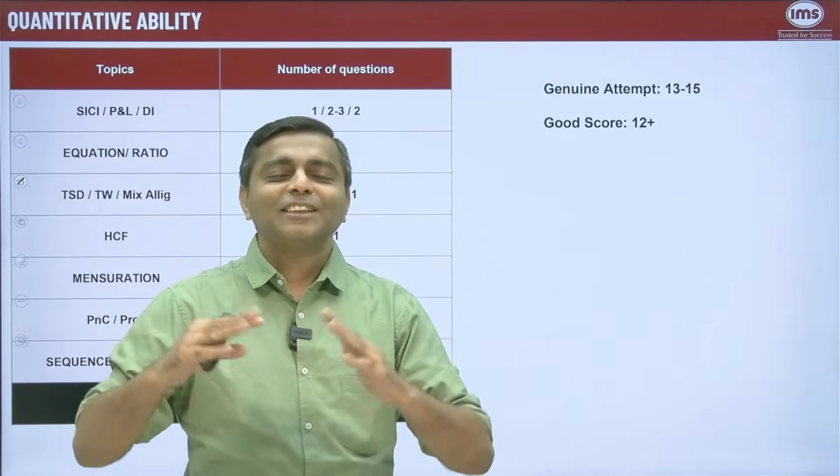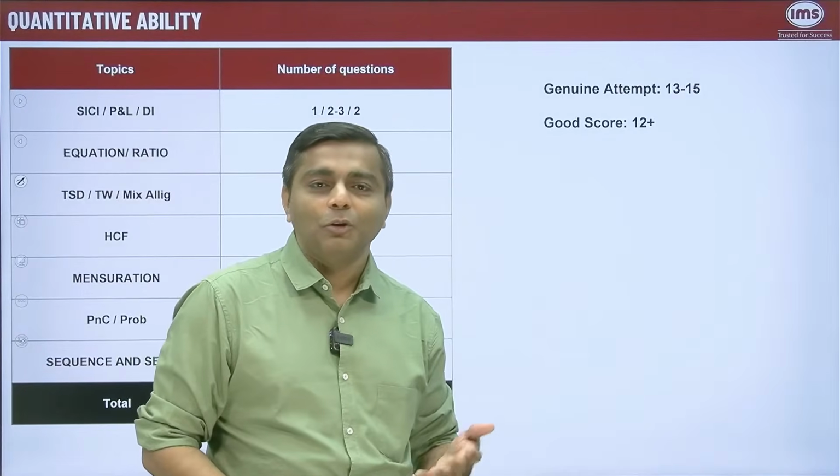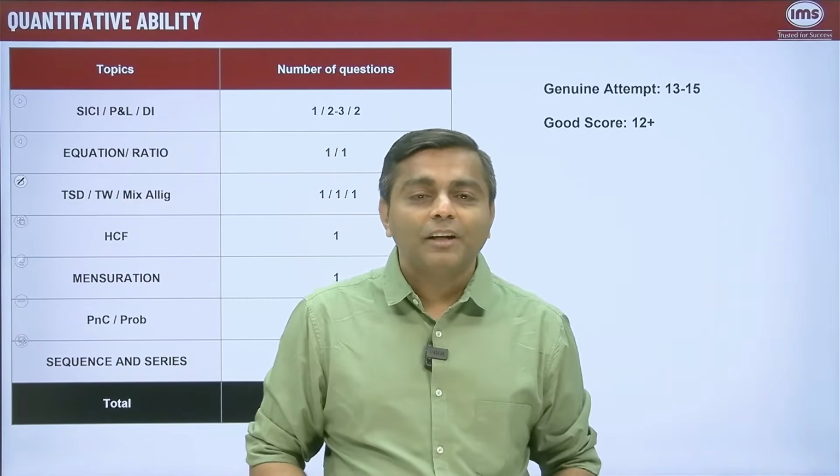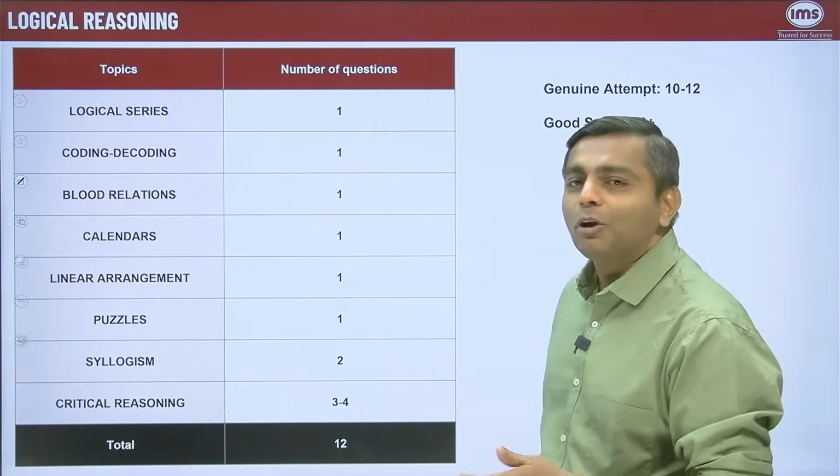You can sail through with a decent PI also. So that's our logic of giving a good score. Okay, so that's about quantitative ability. Let's get into the next section. We now get into logical reasoning.